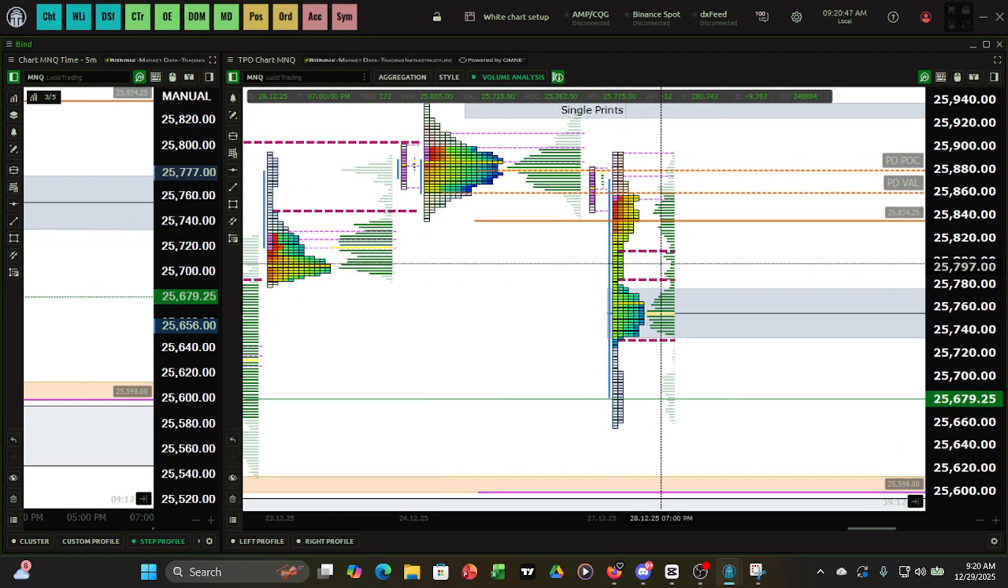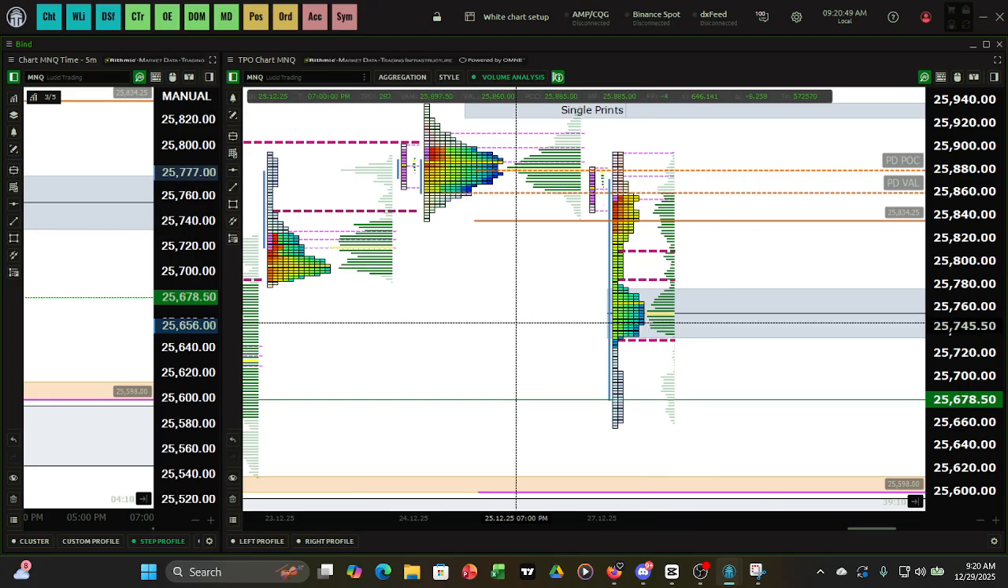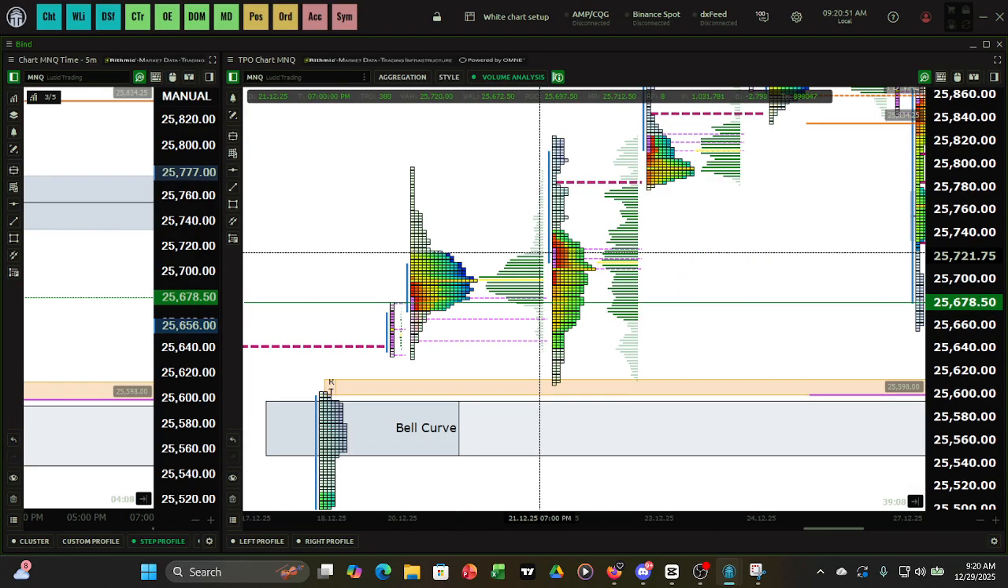So the majority of the volume is going to be back up. So the market's always going to try to get back up to where the most volume is.